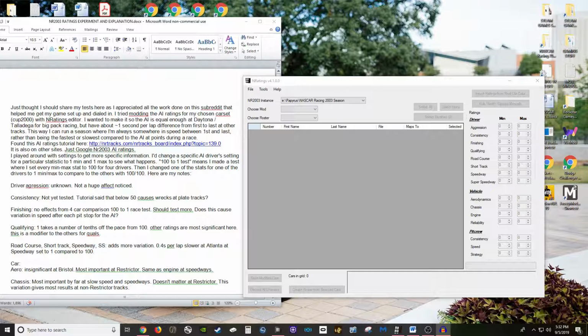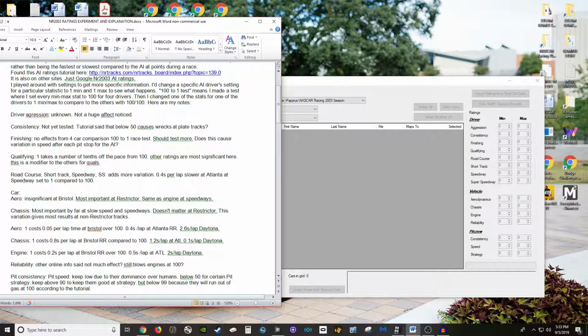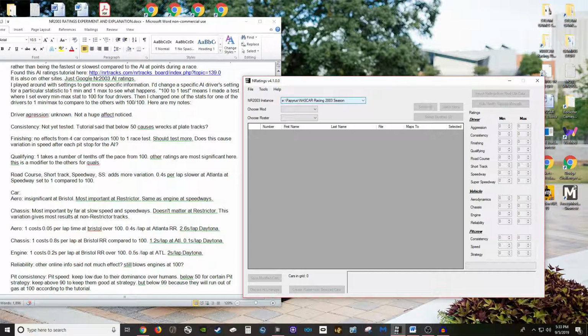Basically, for the NRATINGS program, what is it? Well, what it does is you can make mass edits to the drivers, the AI drivers in NASCAR Racing 2003, or you can change individual items for single drivers. So I'll get into this and kind of show you how it works and how I came up with the way that I do it. So I wanted to show you this first.